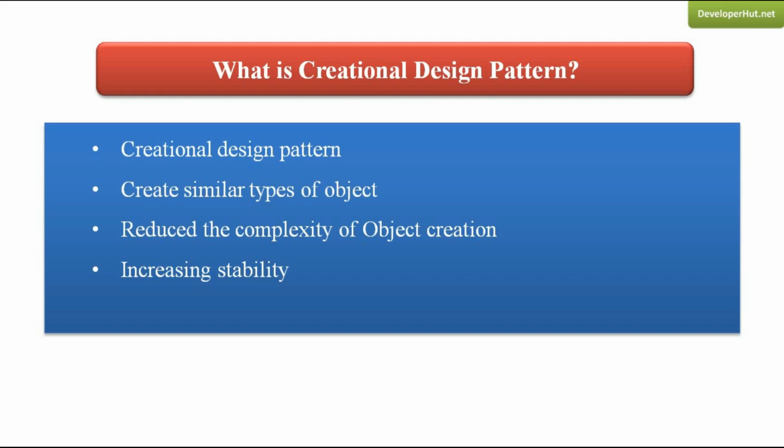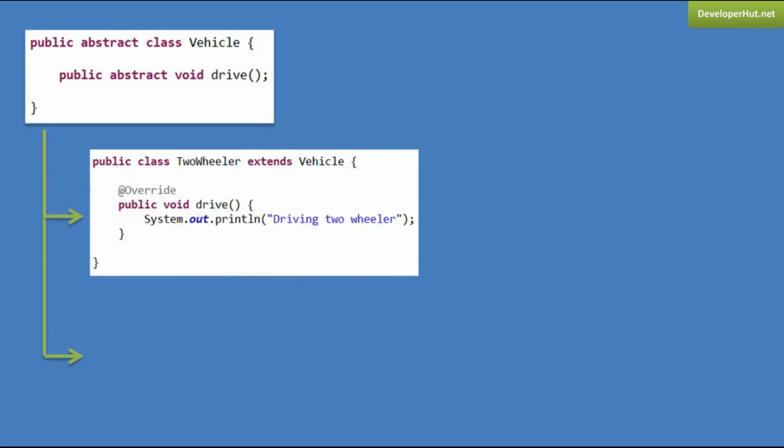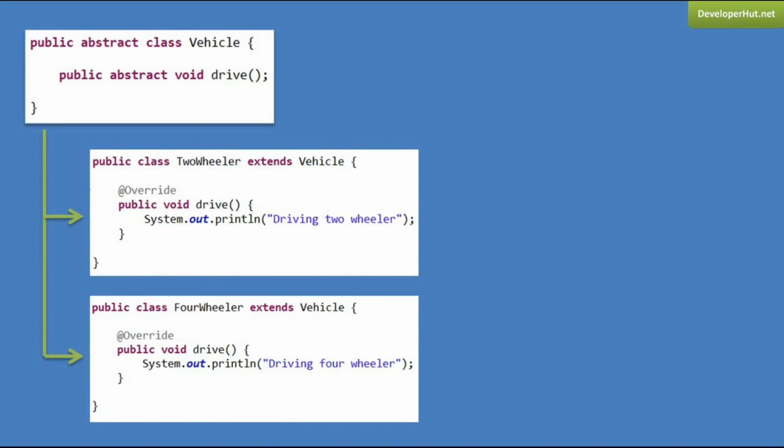So let's just understand how this basically works. Let's say I have one class, which is a vehicle, and it has one method, which is a drive method. Okay, now this vehicle class has multiple types. So maybe I have a two-wheeler vehicle and a four-wheeler vehicle extending this vehicle class, and they provide the implementation of the drive method in their own way. So for example, the two-wheeler says driving with two-wheeler and the four-wheeler says driving with four-wheeler vehicle.